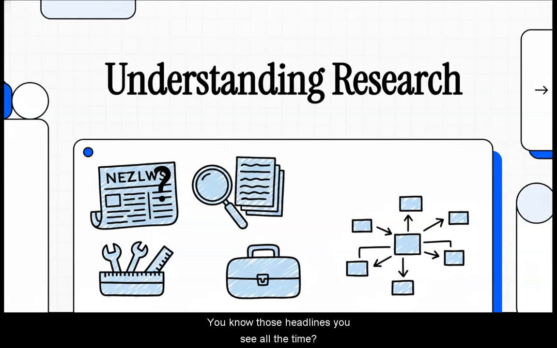You know those headlines you see all the time? New study shows something that's either incredible or kind of scary. We're bombarded with them. But what do they actually mean? Well, today we're going to put together a toolkit that lets you look right past that headline and figure out what the research is really saying. Okay, let's get into it.